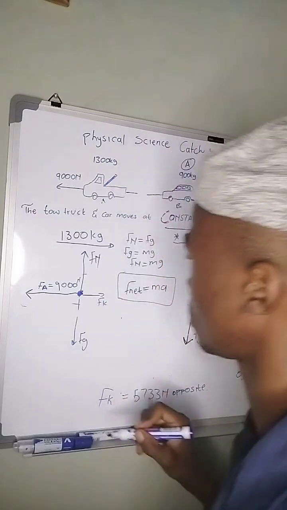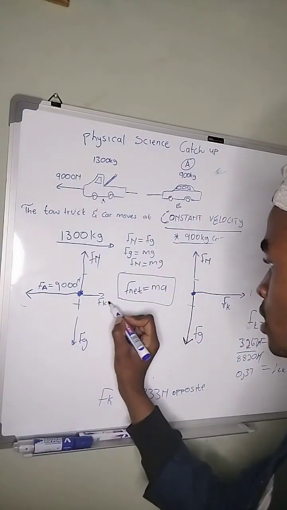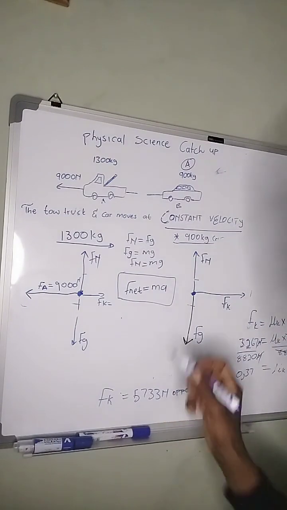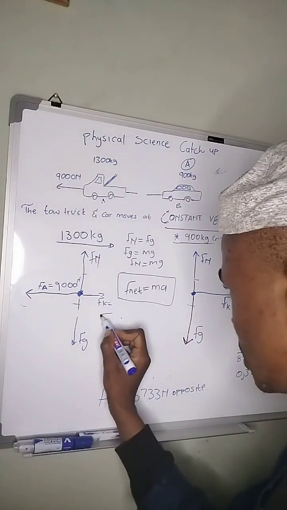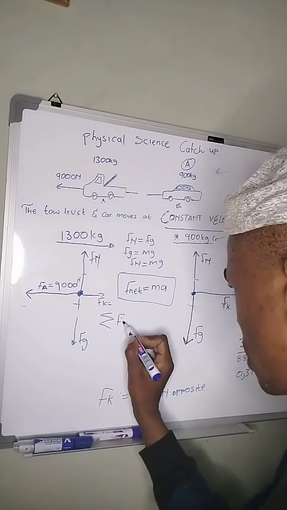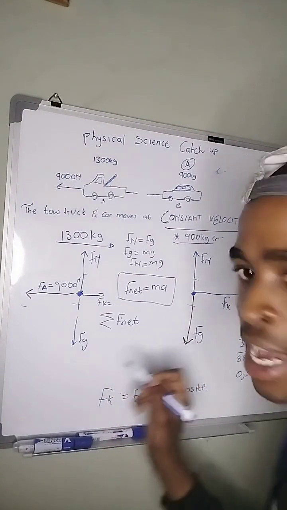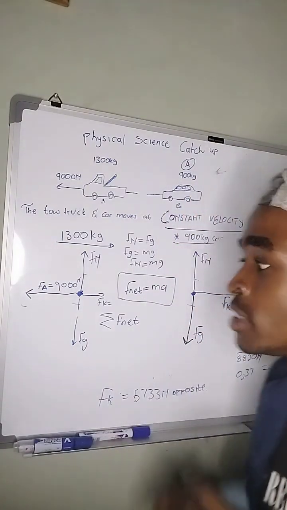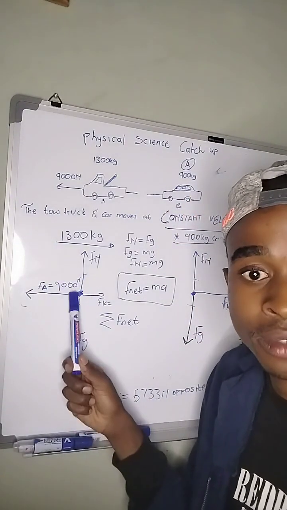9,000 newtons, and this Fk is going to be 500 and what. So now we have to get the sum of the F net, guys, because people have a tendency of taking this applied force.